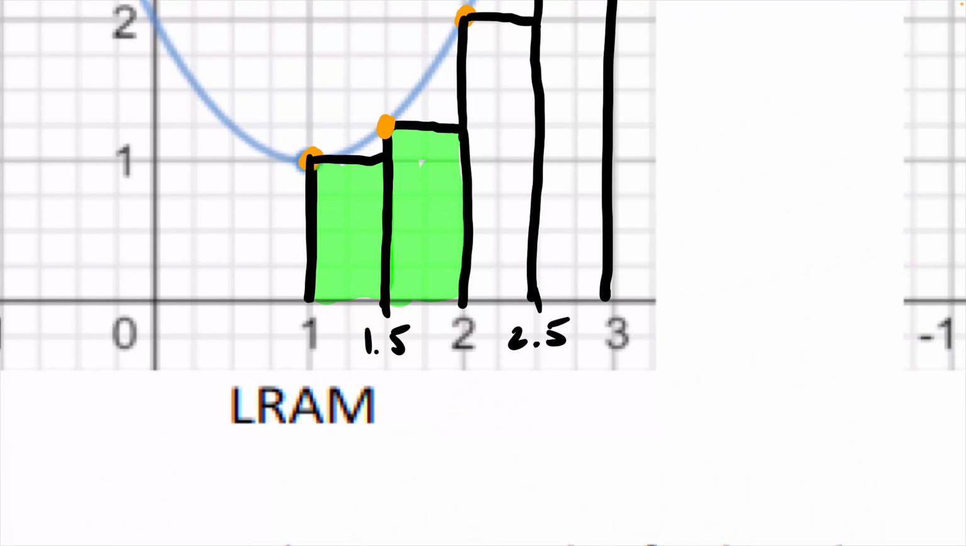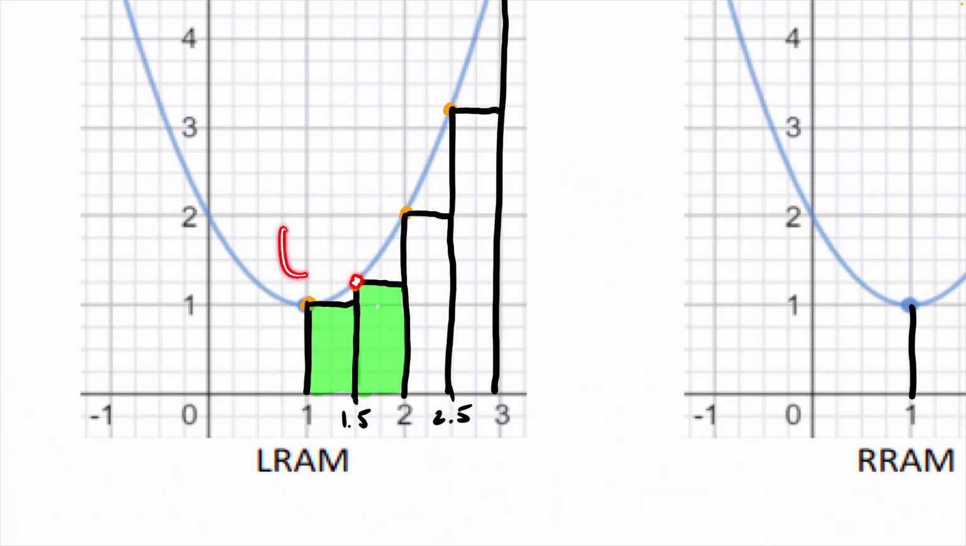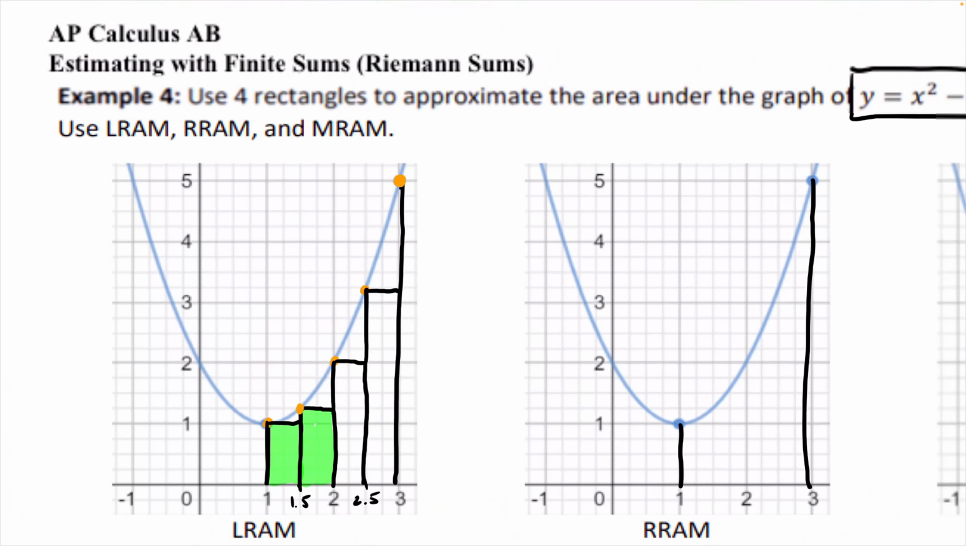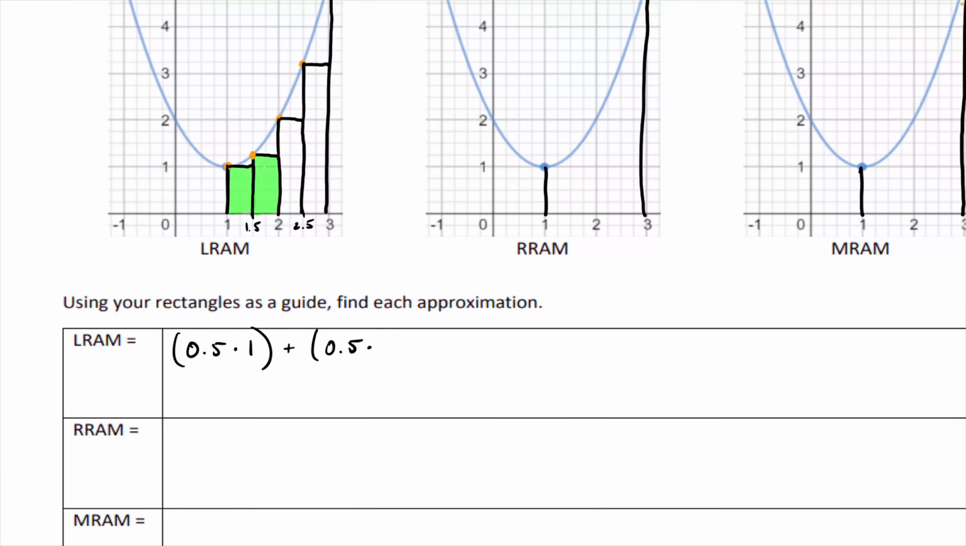Use the equation. Because isn't this a dot on the graph? It's 1.5 comma something, right? Well, just use the equation. Just use the equation they've given you. They've given us the equation, right? So when x is 1.5, what is y? So let's plug that in.